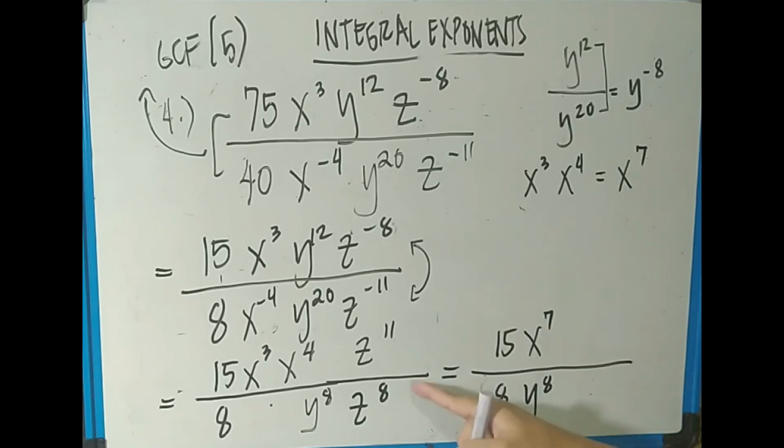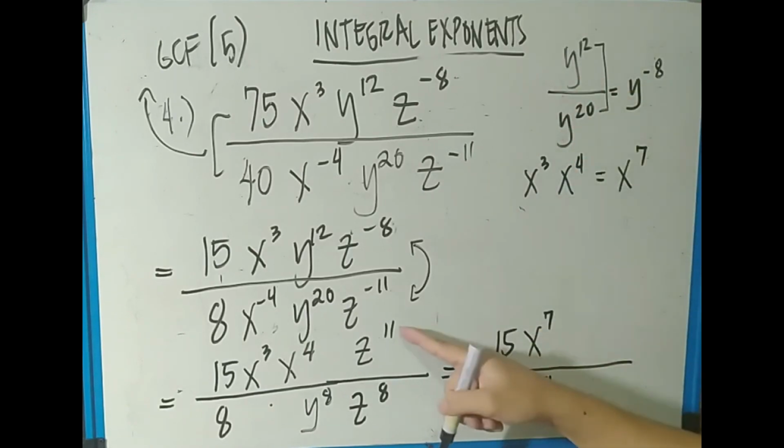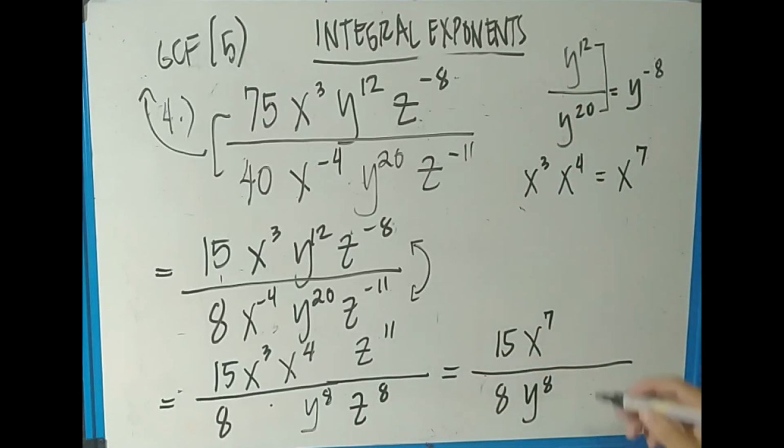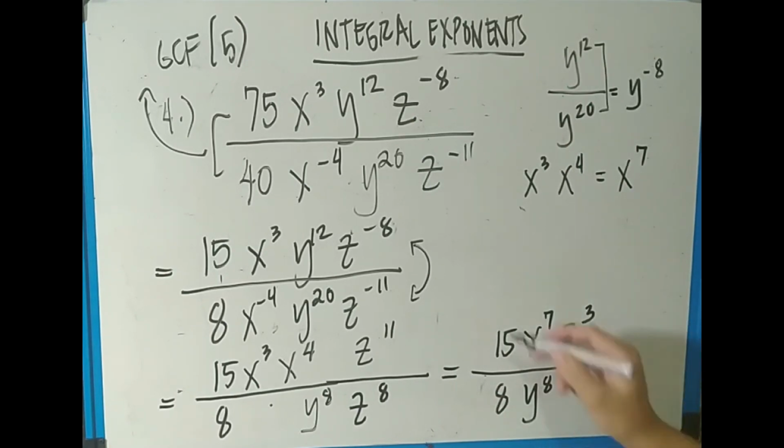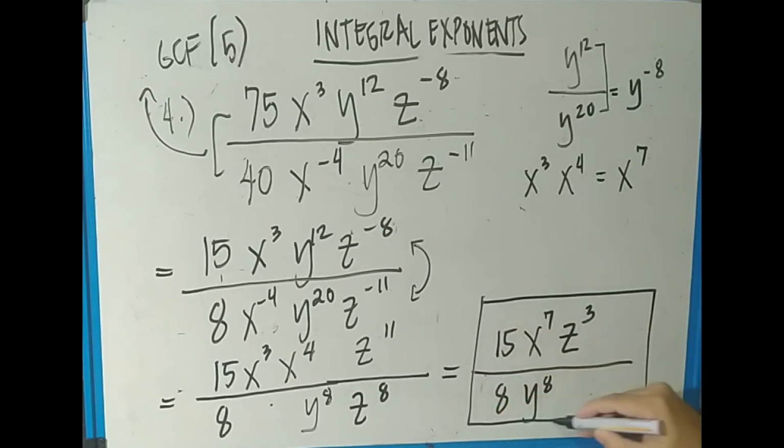And yung z naman, since mas mataas yung 11 dito kaysa sa 8, subtract din natin ulit, same with the process here. So 11 minus 8 will give us 3. So z raised to 3. So this will be your final answer.